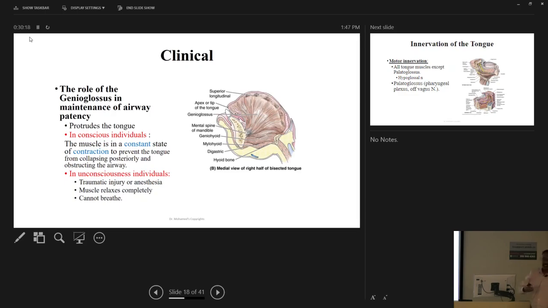You have seen that in soccer players, right? When they suddenly lose consciousness and they fall down, what happens? Their tongue falls back, and then it obstructs their breathing, and then some of them die, unfortunately, right? So in conscious individuals, just like normal individuals, it's in a constant state of contraction to prevent the tongue from collapsing posteriorly and obstructing the airway.